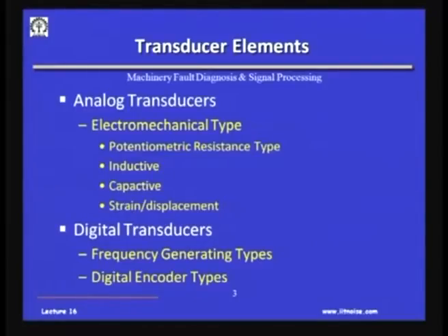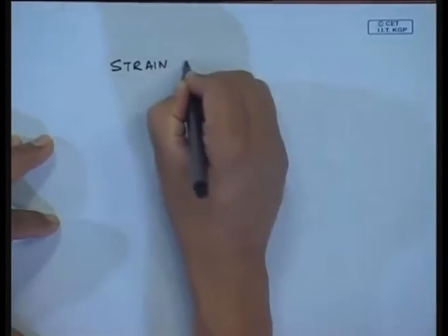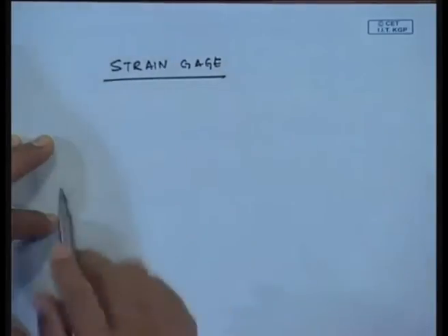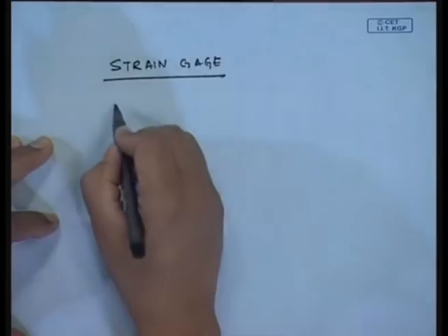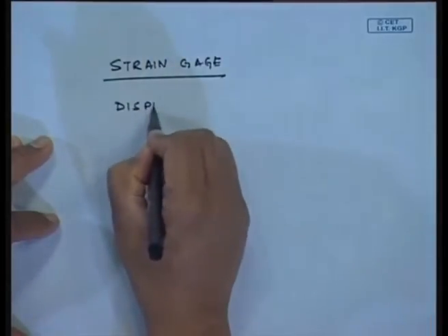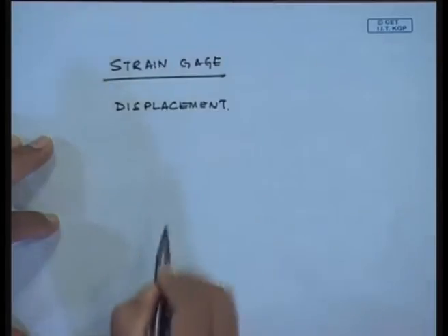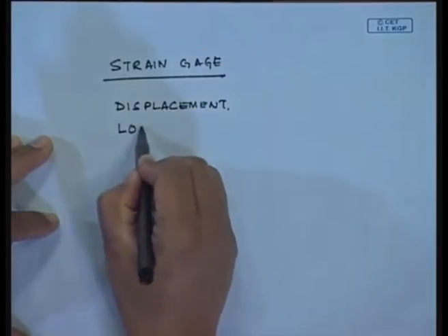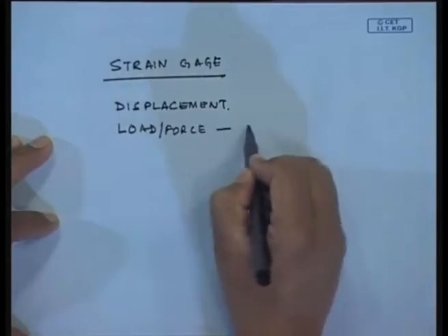I will just give an example here. So, for example, all of you know what an electrical resistance strain gauge is. It measures strain, but you see this strain gauge could be used to measure a mechanical parameter displacement, another mechanical parameter as a load or a force, which are actually load cells.